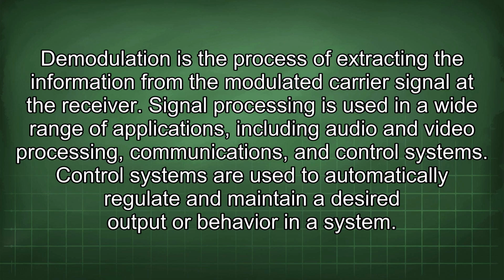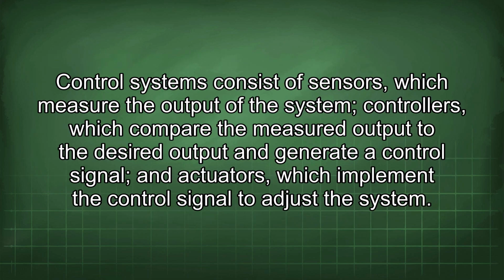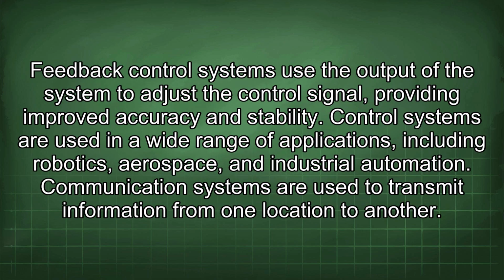Control systems are used to automatically regulate and maintain a desired output or behavior in a system. Control systems consist of sensors, which measure the output of the system, controllers, which compare the measured output to the desired output and generate a control signal, and actuators, which implement the control signal to adjust the system. Feedback control systems use the output of the system to adjust the control signal, providing improved accuracy and stability. Control systems are used in a wide range of applications, including robotics, aerospace, and industrial automation.